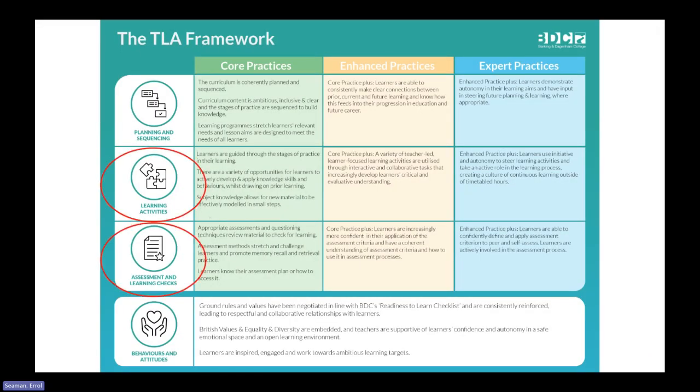So with the TLA framework, this can be linked to learning activities, but also assessment and learning checks, depending on how it's incorporated within the flow of your classroom and the sequencing of your classroom activities. This can really enhance your lessons. It can be used as an energizer, as a summarizer, or in the middle of your lessons. Also, as I said, it creates excellent tracking of certain statistics.